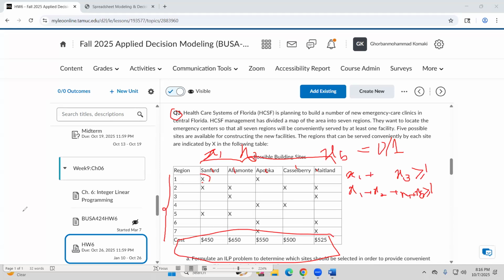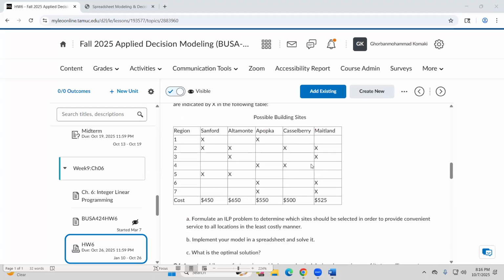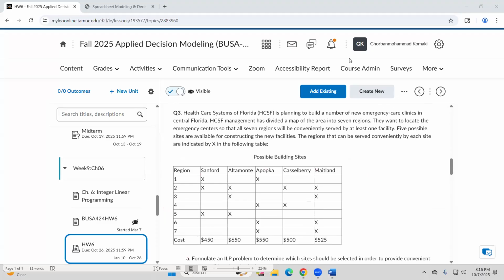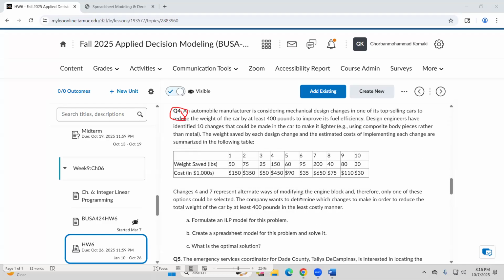Make sure that you write the model and show your model in the Word document and then solve it, okay? Make sure that you have both of them. So this problem is very important, okay? So this problem number 3 is very important. Number 4, I think is very easy.